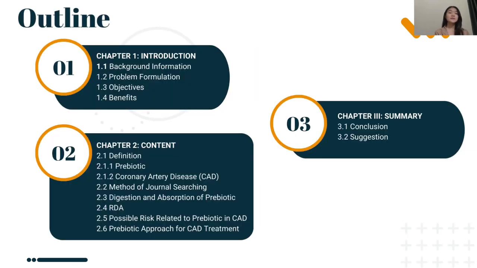The outline of this presentation is Chapter 1, Introduction, which consists of background information, problem formulation, objectives, and benefits. Chapter 2, Content, which consists of definition of prebiotic and coronary artery disease or CAD, method of journal searching, digestion and absorption of prebiotic, RDA, possible risks related to prebiotic in CAD, and prebiotic approach for CAD treatment. Lastly, Chapter 3, Summary, consists of conclusion and suggestion.